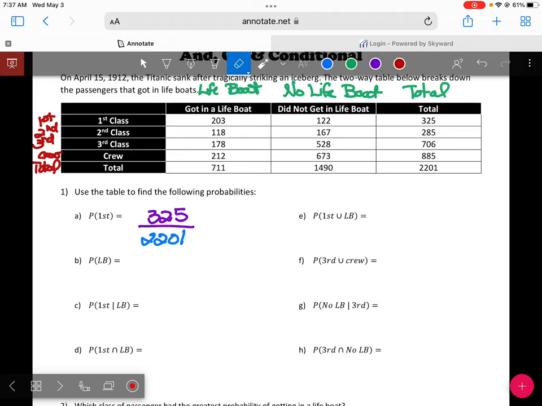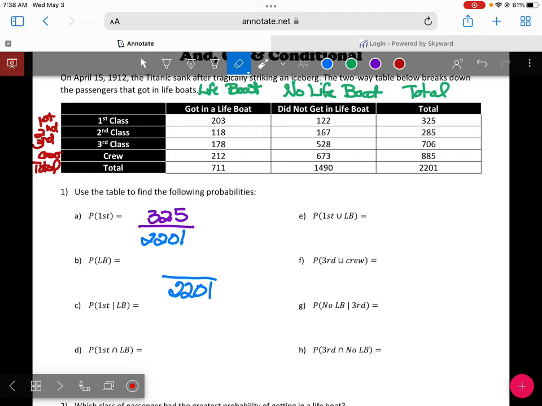Who haven't I talked to? Desiree, what do you think B is? What's the probability that someone got on the lifeboat? Okay, I love the 2,201. Now, you said 285. How did you pick that? Were you looking over here? Okay, now that would be the total for second class. But we aren't talking about second class. We're talking about somebody who got in the lifeboat.